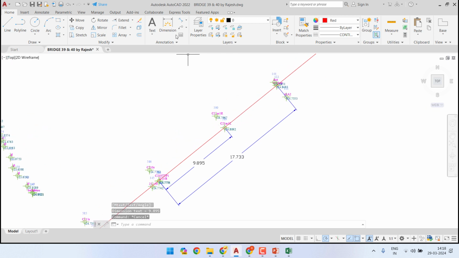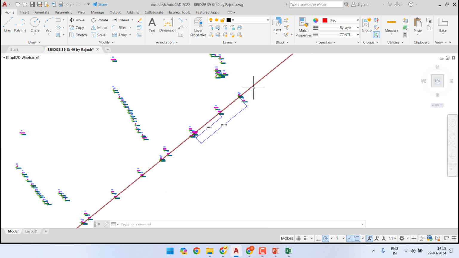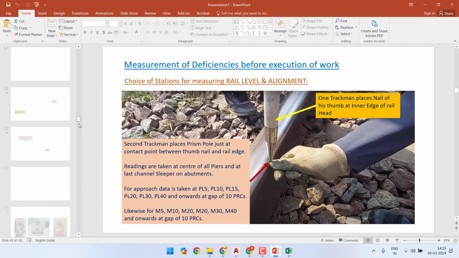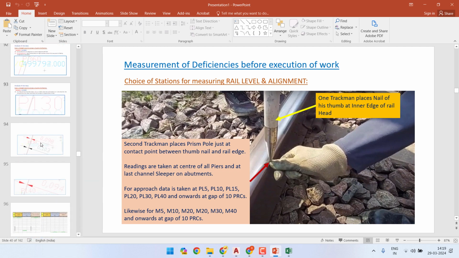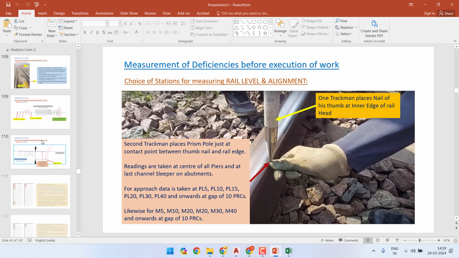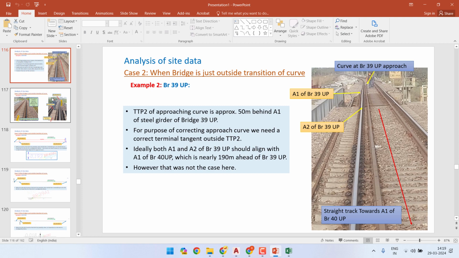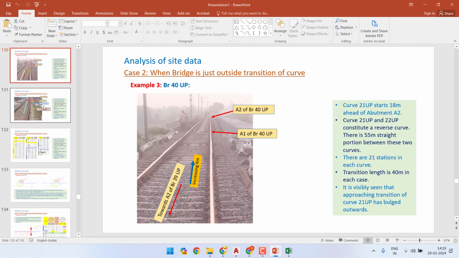So the first thing that we need to see is whether our TTP1 is properly aligned or on the same alignment as our bridge proper. So as you can see, we had shown in the presentation also, let me open the photo of bridge 40. This is 39 and then we have this 40.